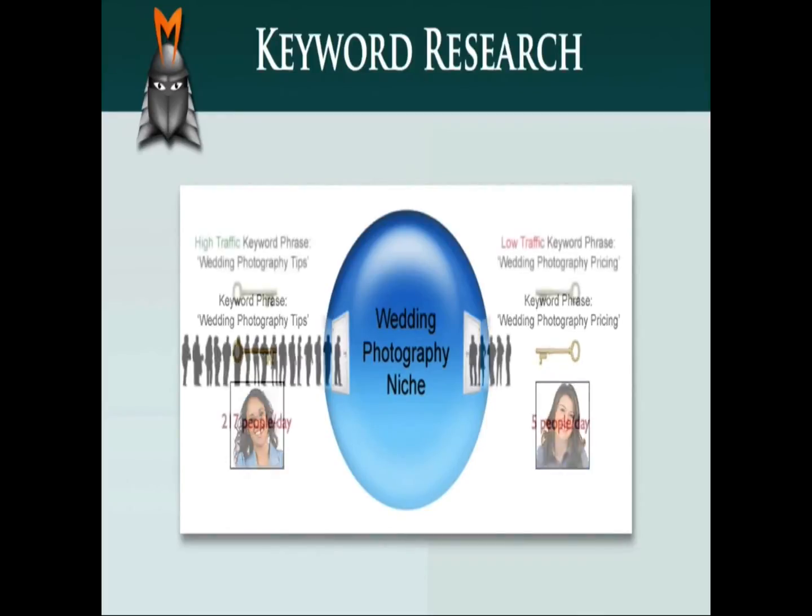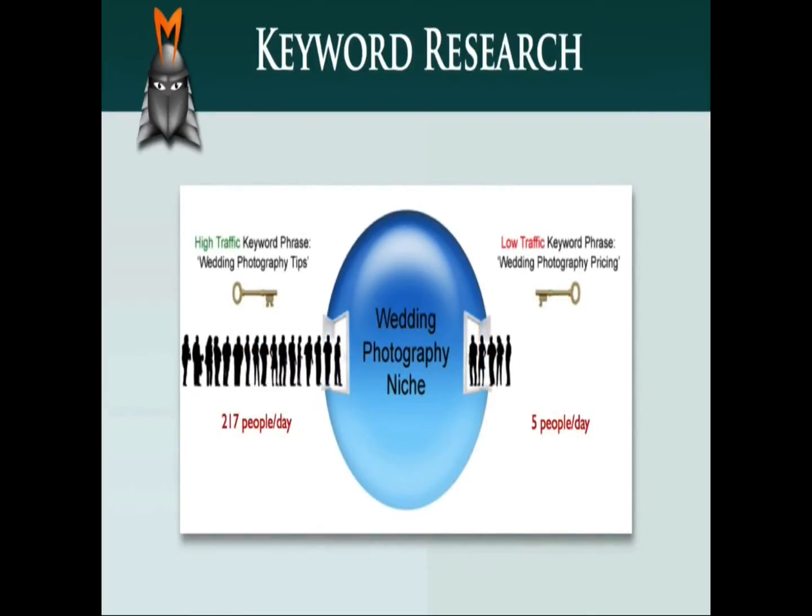The second important thing to note is that the number of people using each keyword phrase to explore a niche varies greatly. For example, on average, 217 people per day use the keyword phrase "wedding photography tips" to explore the wedding photography niche. In contrast, only 5 people use the phrase "wedding photography pricing" to access the niche.